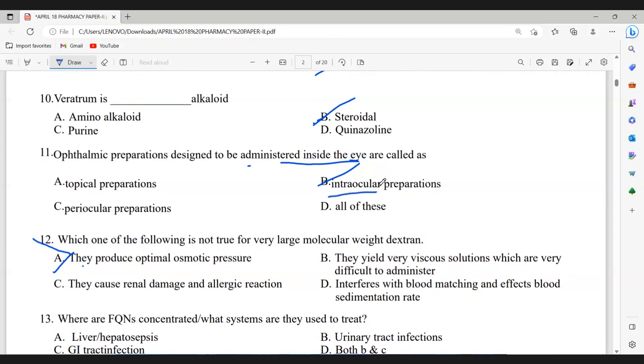Intra, not periocular. Peri means outside, middle layers. Whatever drugs we are instilling inside our eyes is known as intraocular.